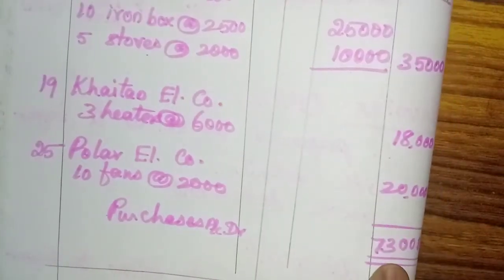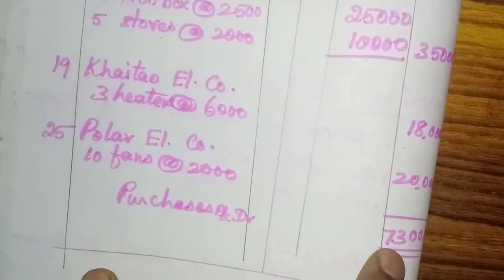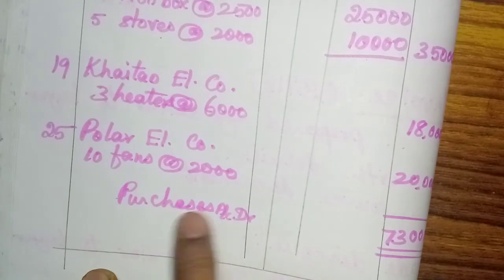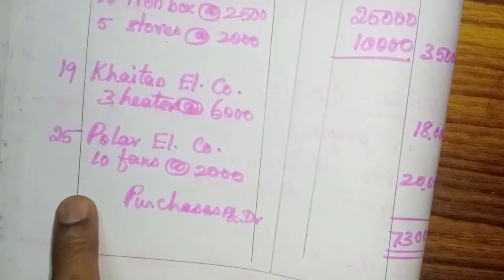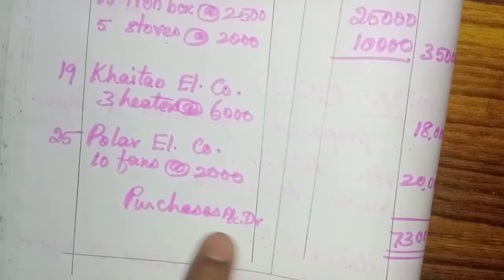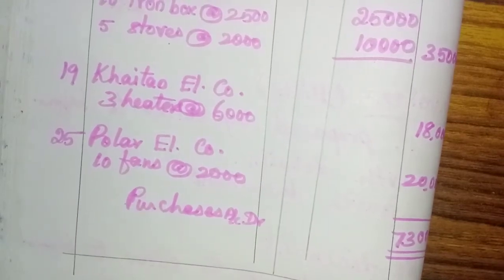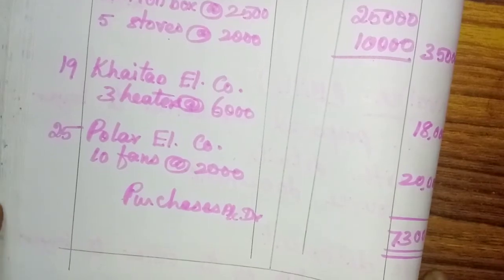Now you add and write 73,000. So here, purchases account, debtor. Purchases here you should write on the left side, purchases account, here debtor. Okay students, hope you might have understood this purchases book. Now we will mark the question answers.